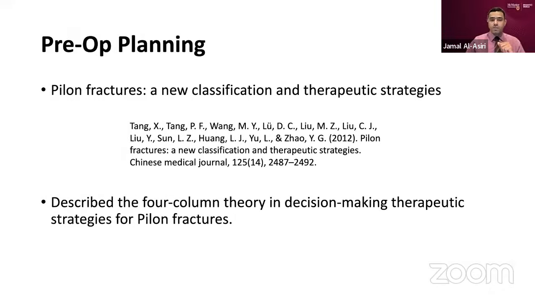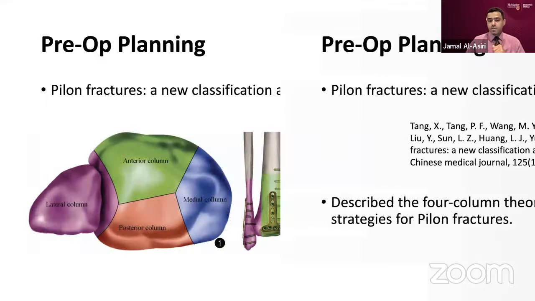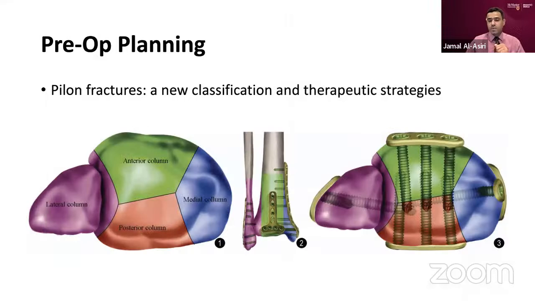Pilon fracture: a new classification and therapeutic strategies suggested by Dr. Tang. He described the four-column theory in decision-making therapeutic strategies for Pilon fractures. So all these classifications were talking about the distal tibia or the Pilon fracture classification. Dr. Tang added the fibula as the lateral column that needs to be addressed also.